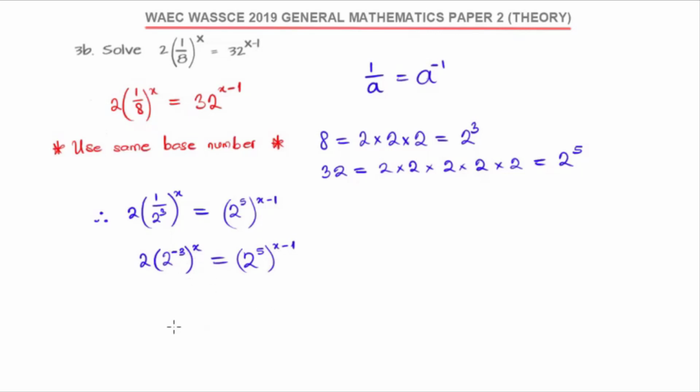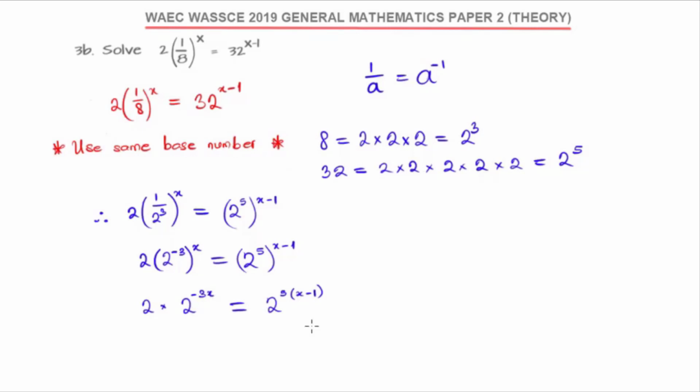So now, from the law of indices, we can also open this bracket to multiply the powers. So we have 2 multiplied by this other entry, now 2 raised to the power minus 3x, is equal to 2 raised to the power 5 multiplied by x minus 1. Notice I'm putting the whole power in bracket. It's not 5x minus 1, it's 5 into bracket x minus 1. Alright? So we can further work on this.